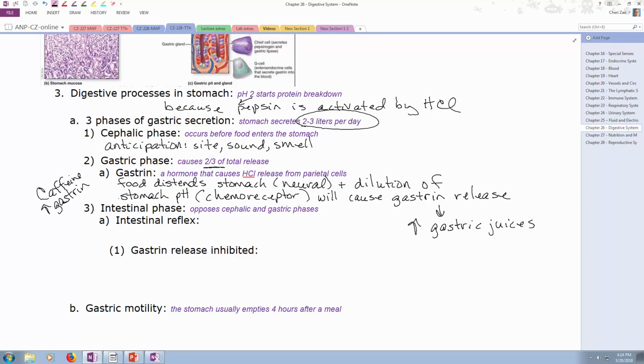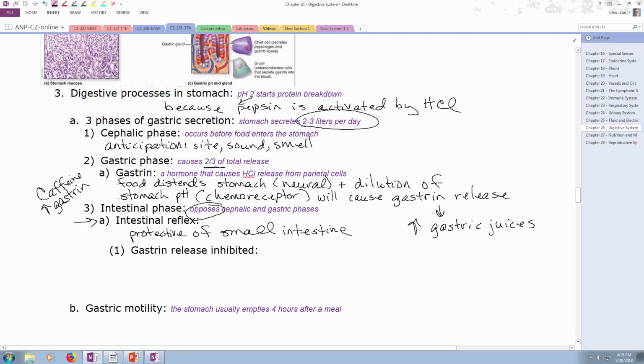Well, now, once we're done with the meal, we need to inhibit gastrin release. And so that's the next phase. The intestinal phase opposes the cephalic and gastric phases. And we do this because contents are now reaching the small intestine, and that's why we also call it an intestinal reflex, because this is going to be protective of the small intestine, more specifically the duodenum.